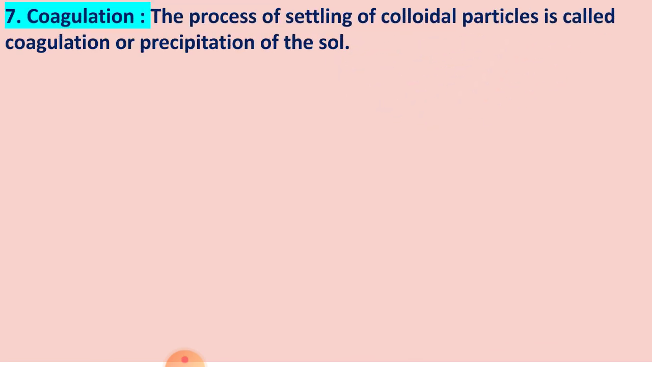Now dear students, the next and seventh property, which is also very important from the examination point of view, is known as coagulation. Basically, the process of settling of colloidal particles is called coagulation or precipitation.